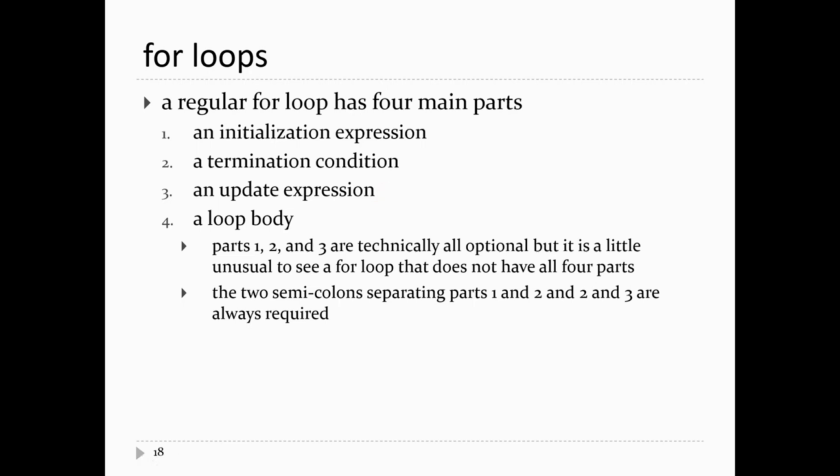And then finally, you have the update expression. This is what happens after the loop body runs once. Every time the loop body runs, the update expression runs after the loop body finishes, so for every iteration of the loop, the update expression runs at the end of the iteration. Now, the interesting thing about the Java for loop is that all 3 parts are optional. The semicolons are not. Even if you have none of the 3 parts in the loop, the semicolons are still required.